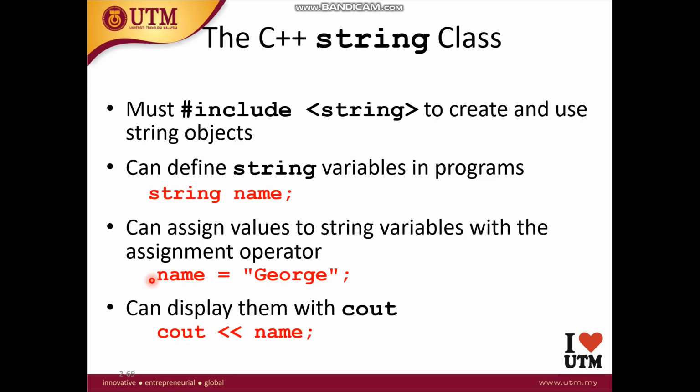In order to define a string in our program, you need to include string in the preprocessor directive, and you can define any variable whose type is string, such as string name, and then you are going to give it a value. You are going to initialize it: name equals "George", and this string must be between two double quotes. And when you are displaying the content of this variable, you just use cout, double angle bracket, and the name of the variable, then a semicolon.